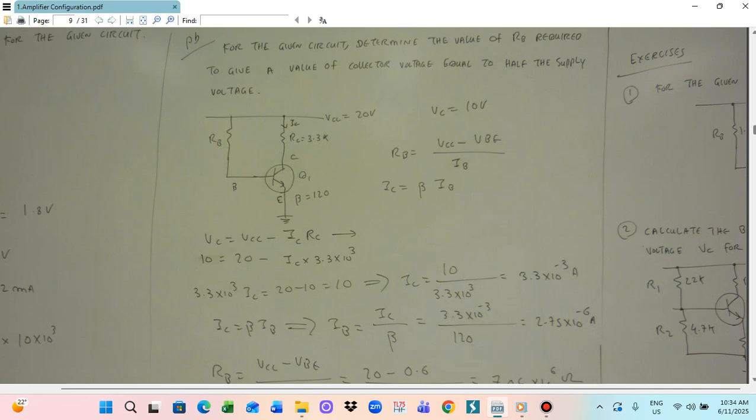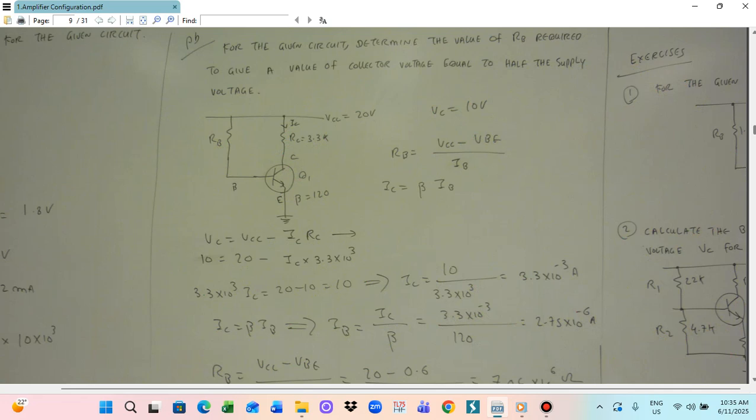Okay, so how do we calculate IC? We find the equation for IC. IC has two equations: VE by RE, or VC equal to VCC minus ICRC. To use VE by RE, you have to know VE and RE, but we don't know VE. So we have to use the equation VC equal to VCC minus ICRC. From that equation, you will be able to find IC. Firstly, we take the equation VC equal to VCC minus ICRC, and we transpose this equation so that you can substitute.